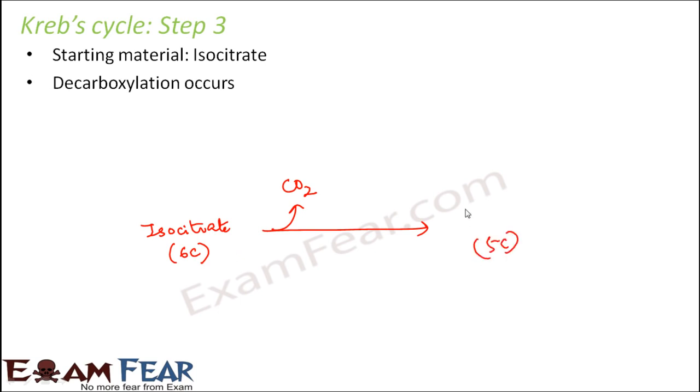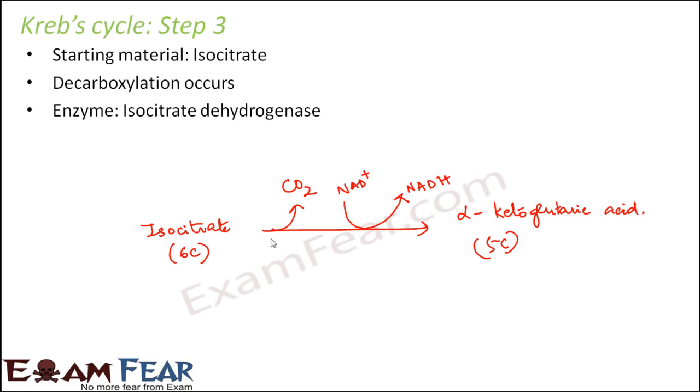And what is that 5-carbon compound which is formed? That is alpha ketoglutaric acid. So this is the 5-carbon compound which is formed. And also during this decarboxylation, NADH is also formed. So the enzyme which plays a role here is isocitrate dehydrogenase. And the product formed is alpha ketoglutarate or alpha ketoglutaric acid and NADH.